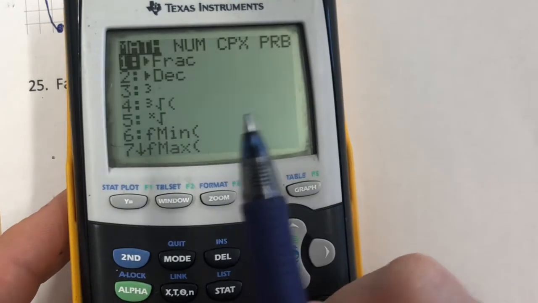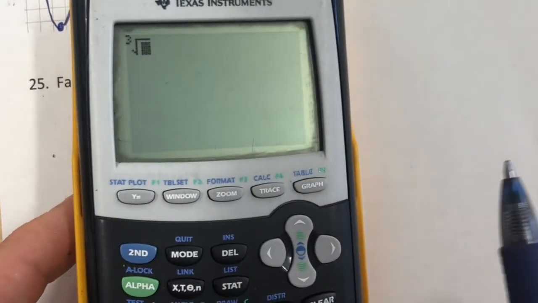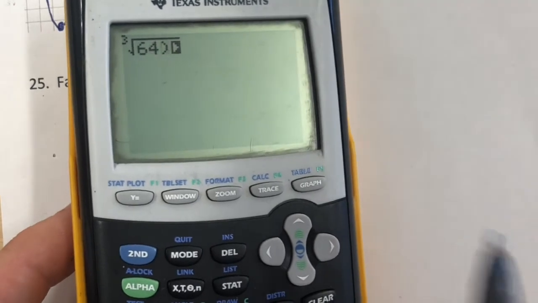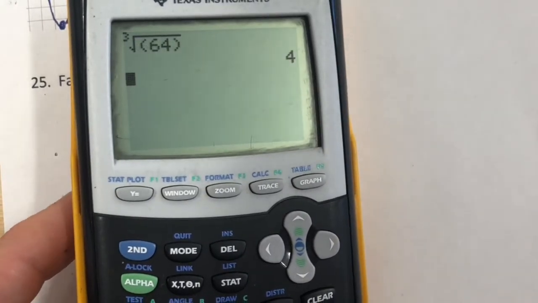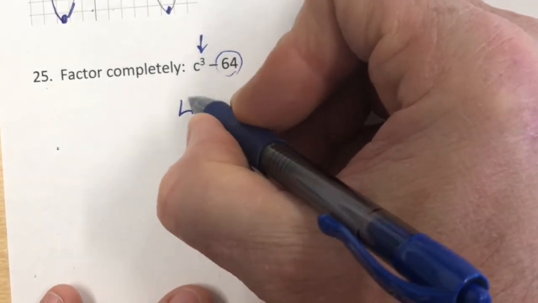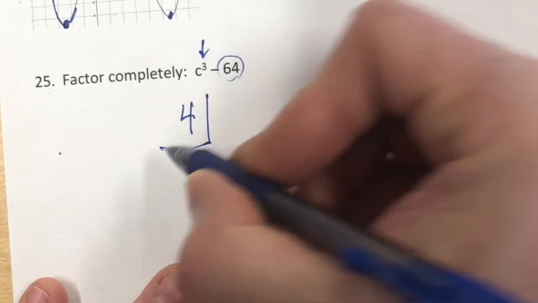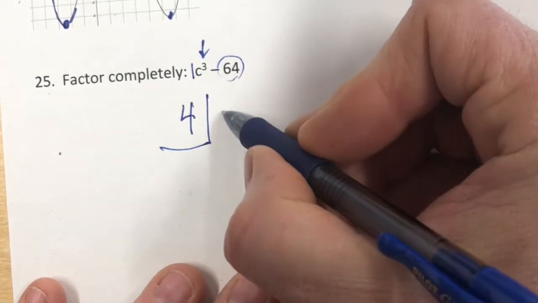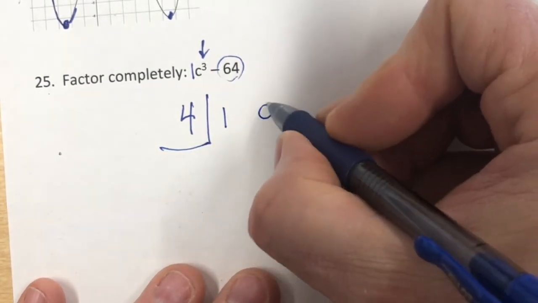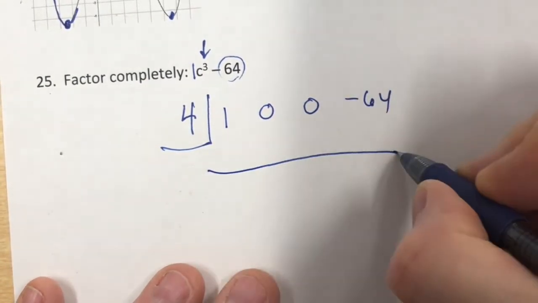Okay, you have to hit math. I think it's in here. Here it is right there. See it? The 3rd root of 64. It should be 4. Yes, it is. 4. All right, so that means 4 is a zero. Okay, so what I'm going to do is the synthetic division. This is 1c to the 3rd. There's no c squared. There's no c term. And then we have a minus 64.